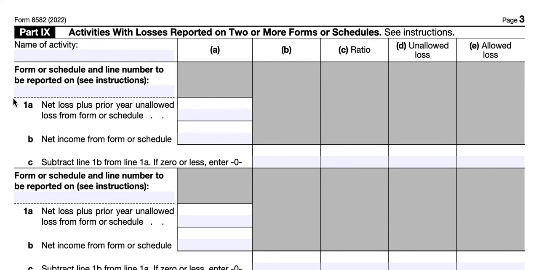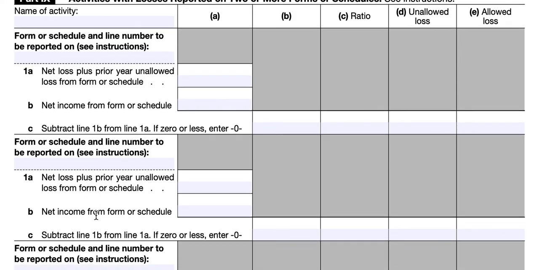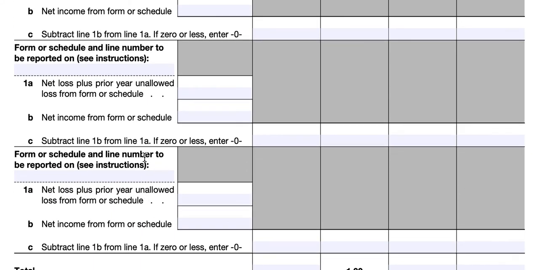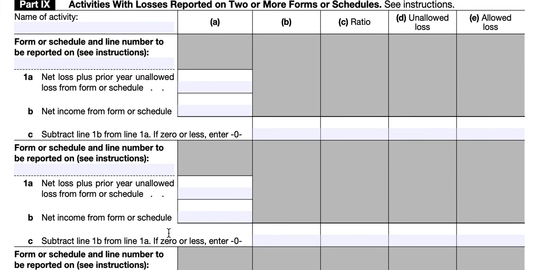As you can see in Part 9, there is more than one line 1A, 1B, and 1C. So if you need to report this for the same activity from one form, then a second form, then a third form, Part 9 allows you to accommodate up to 3 forms or schedules and line numbers. And you'll need to include a separate Part 9 for each activity that has losses reported on 2 or more forms or schedules. This concludes our review of Form 8582, Passive Activity Losses.